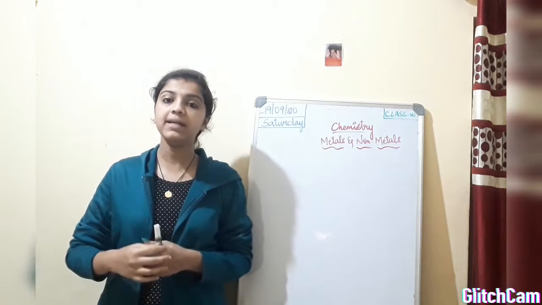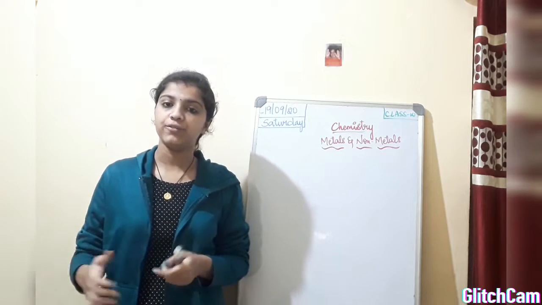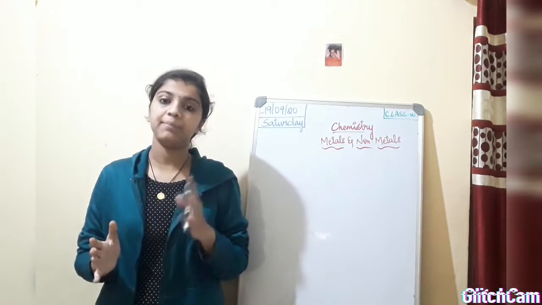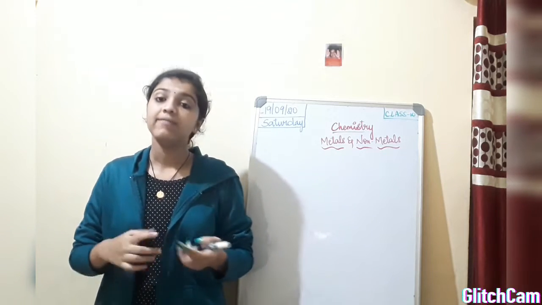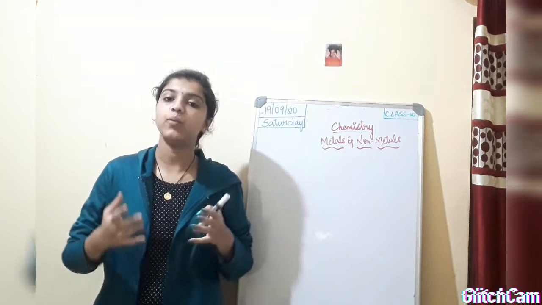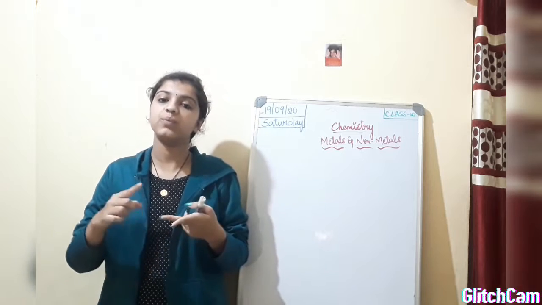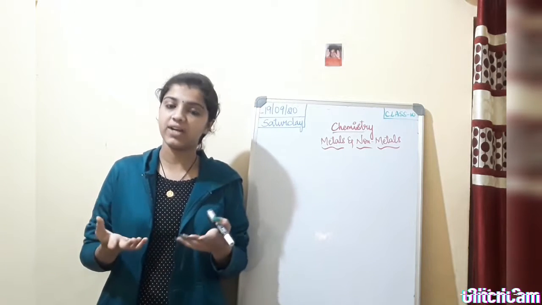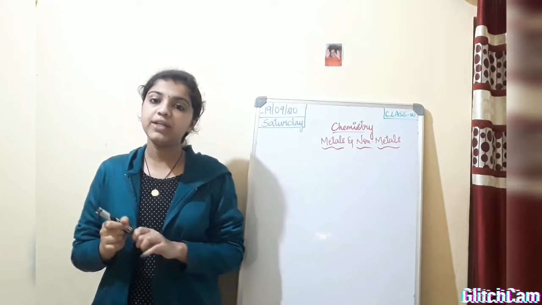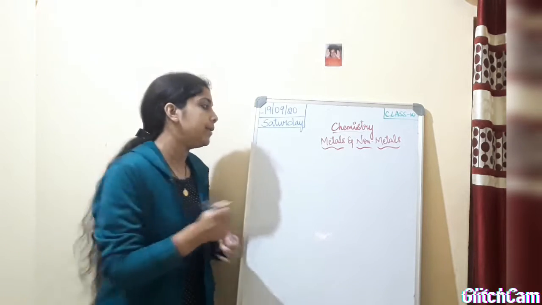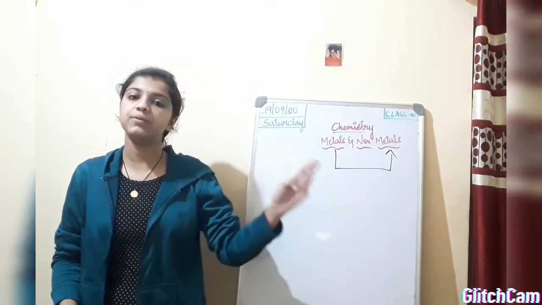Today we'll be learning the second part of metals and non-metals. In the previous video, we already learned how to segregate metals and non-metals based on their physical and chemical properties. We have also learned what happens when a metal reacts with air, that is oxygen, with acids, and with water. So now, in today's video, we'll be learning what happens when metals react with non-metals.